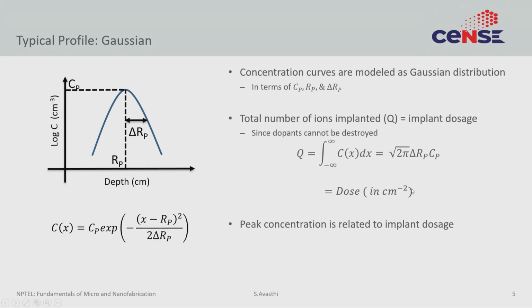Increasing the dose tends to increase the peak concentration. So, peak concentration is directly related to dose. If you want higher doping, you just increase the dosage, you just implant more ions.